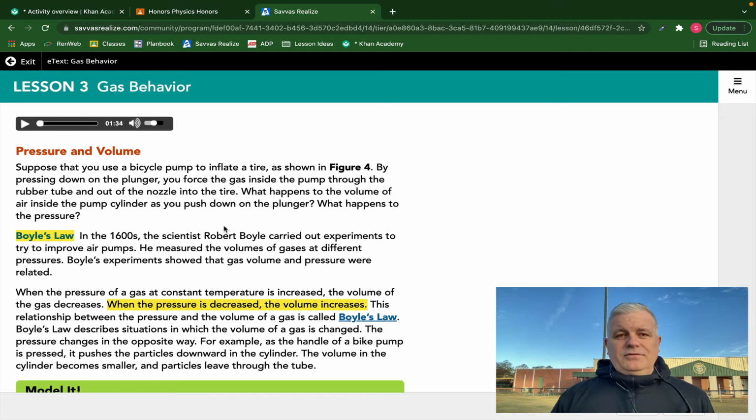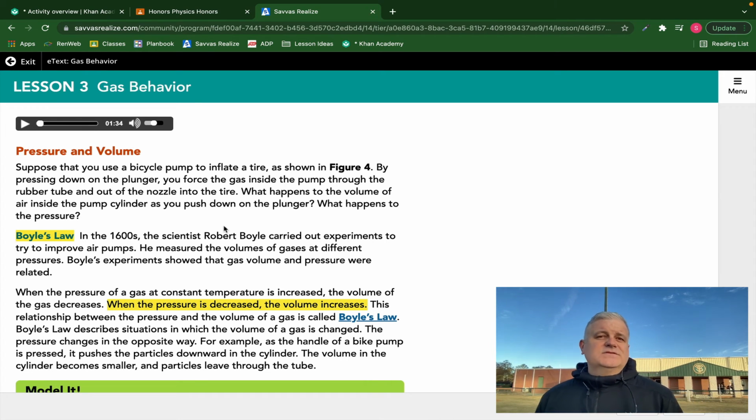So that's Robert Boyle, who was head of the Royal Society, and their motto was nullius in verba, like our motto here at Thomas Humphrey is acta non verba. Nullius in verba means don't take anyone's word for it, do experiments. So two main gas laws, Charles' Law and Boyle's Law.